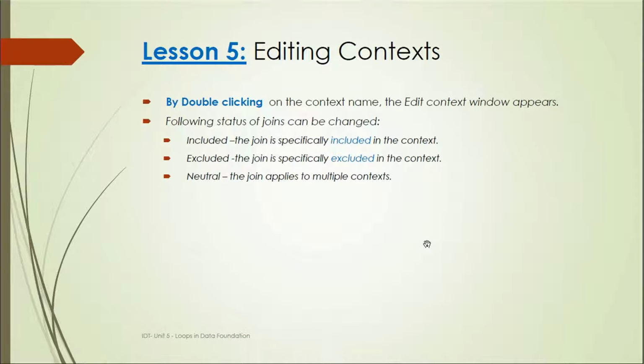Now, how can we edit the context? Suppose we have added the context, then we need to edit it as well. By double clicking or right clicking on it and selecting edit context, we can edit, and there are some options which can be changed: included, excluded, and neutral. Included means the join is specifically included in the context, excluded means the join is specifically excluded in the context, and neutral means the join applies to multiple contexts. So these three are the options which can be selected while editing the context.